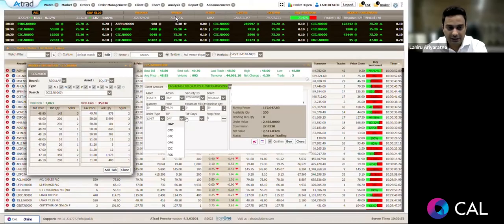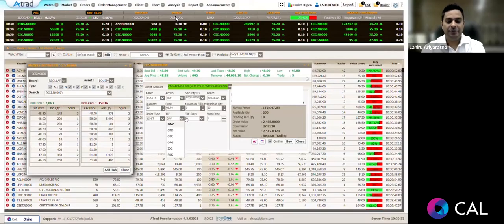instantaneously. Again, you cannot put IOC orders, immediate or cancel orders, into the system during the pre-open. Just bear that in mind. During the pre-open, apart from GTC or GTD orders, other orders you cannot enter into the market.